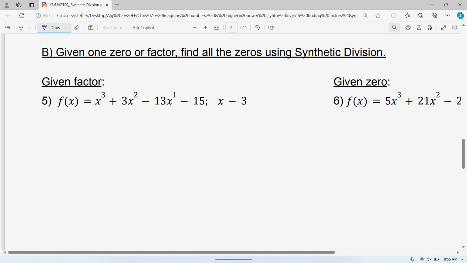We're going to do this the same way. I must have just been in the zone, but that's no different. So if I confuse you, like every other synthetic division problem, we get x is equal to 3. So that number goes in my box. I have a 1, a negative 13, negative 15.